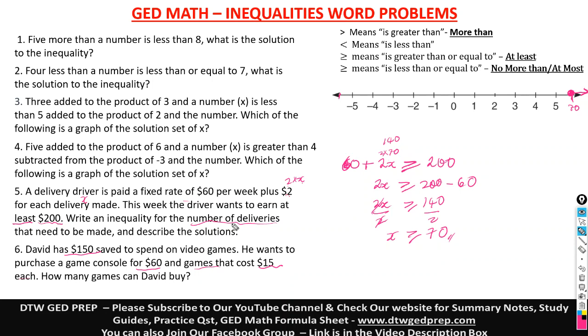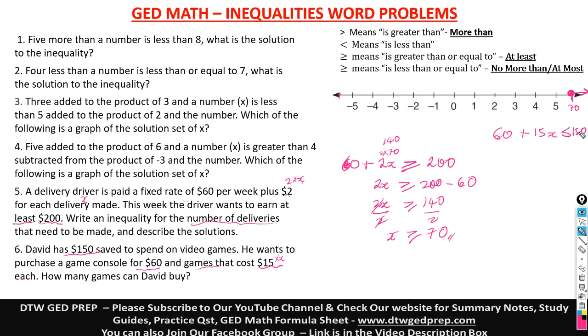So it will be $60 plus 15 times X. We don't know how many games, so I try to look for how many games he can buy. Because each game costs what? 15. So it will be 15 times X. So we have 15X. And what will be our inequality symbol? It will be this, less than or equal to 150.